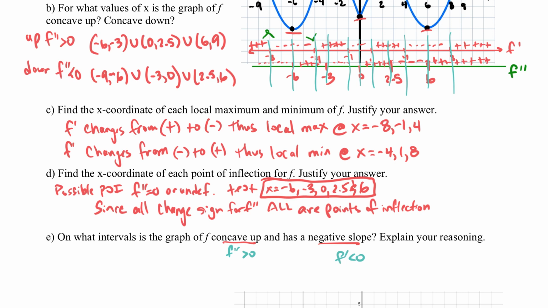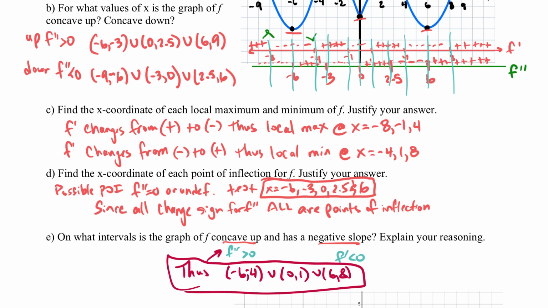So let's write all these down. So we said this occurs, thus, I'm looking for that to happen. So thus, this occurs at the intervals from -6 to -4, union 0 to 1, union 6 to 8. All right, that's a negative there. There we go. And those are the reasons why, because f double prime is greater than 0, f prime is less than 0. All right, let's move on and take a look at what the last one has us doing.